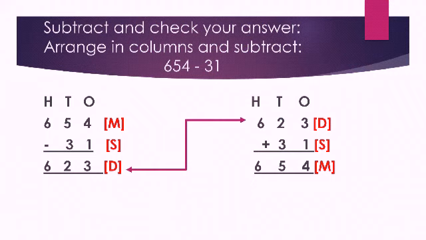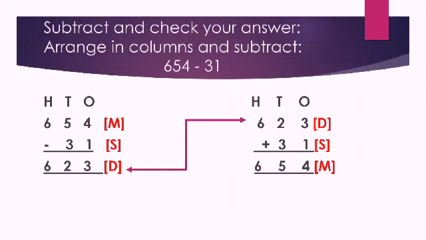Look here at the right hand side. 623, which is the difference that you got, with that you are adding 31. What is 31? The subtrahend. When you are subtracting 31 from 654, you are getting 623 as an answer. Now when you are adding 623 and 31, you are getting 654 as your answer. So you are getting back your minuend.